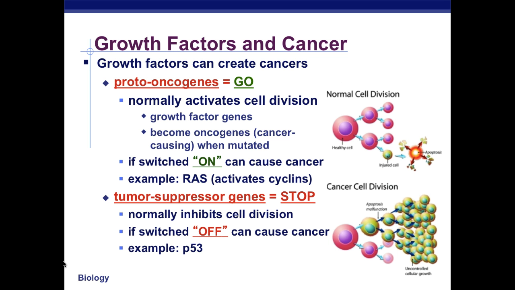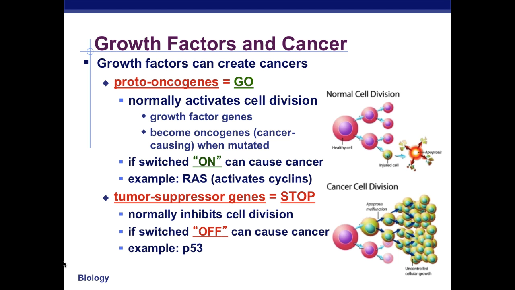It's part of the growth factor genes, and when it becomes an oncogene, which is the cancer causing, it has a mutation, and it can lead to cancer. So proto-oncogenes are typically off, but if the proto-oncogene is turned on, it will become an oncogene, which can cause cancer. An example is RAS.